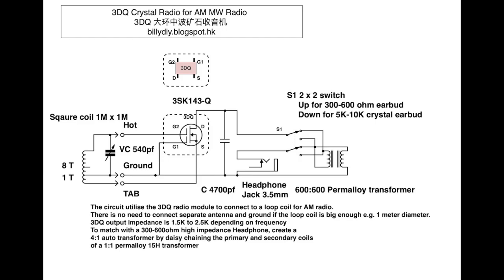The hearing aid earbud, or the earbud that I used, which is a red earbud, or you can switch it down to match the impedance with that of a 5K to 10K crystal earbud. Now let's look at the far left of the circuit diagram. We have a coil, then we have the variable capacitor, VC, 540 pF. So the regular small radio variable capacitor comes with two gangs. Each gang will have 270 pF, so we just need to hook them up in parallel so we can double up the capacitance to 540 pF.